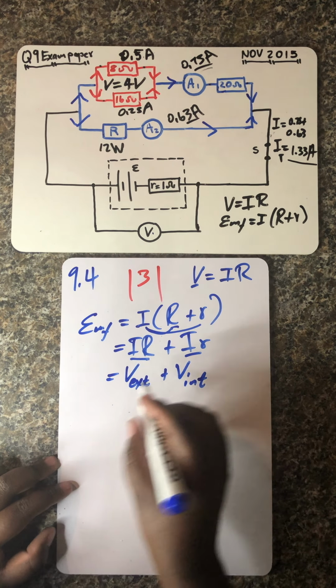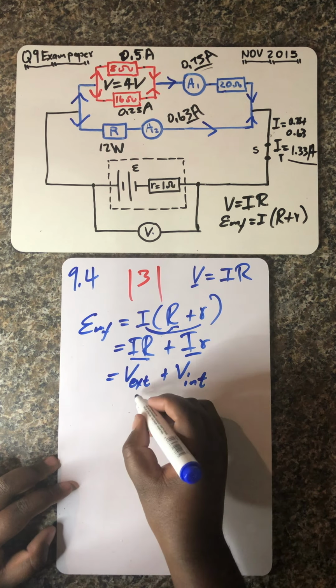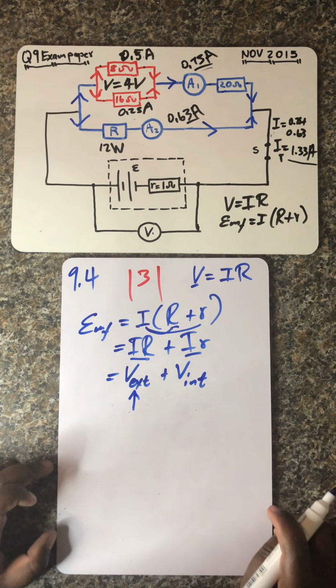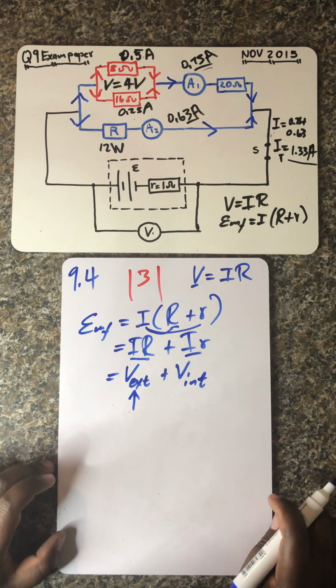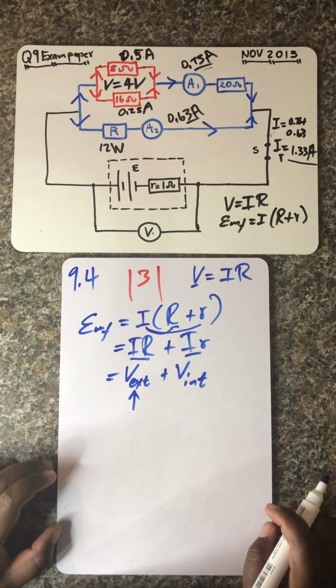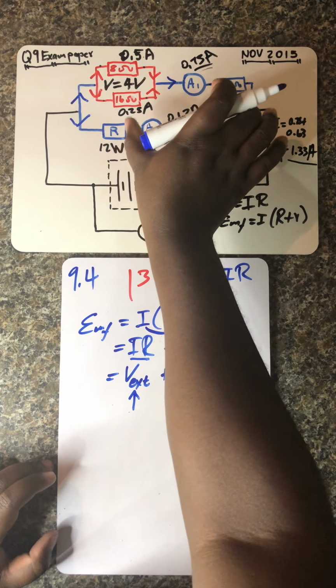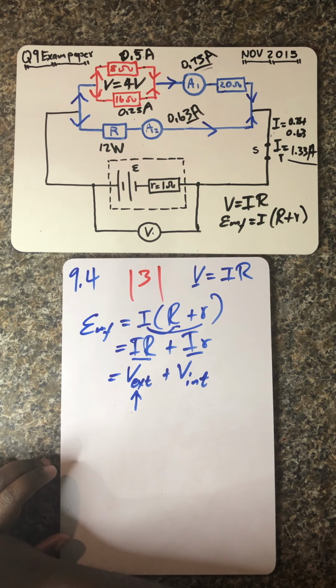Okay, so the reason why I'm doing this is because we already know what is the external V. Remember guys, the external V is that V which is, what was it? I think we've calculated that external V, and if I remember very well, I think it was 19. It was 19. Wasn't it 19 volts? I think it was 19 volts.